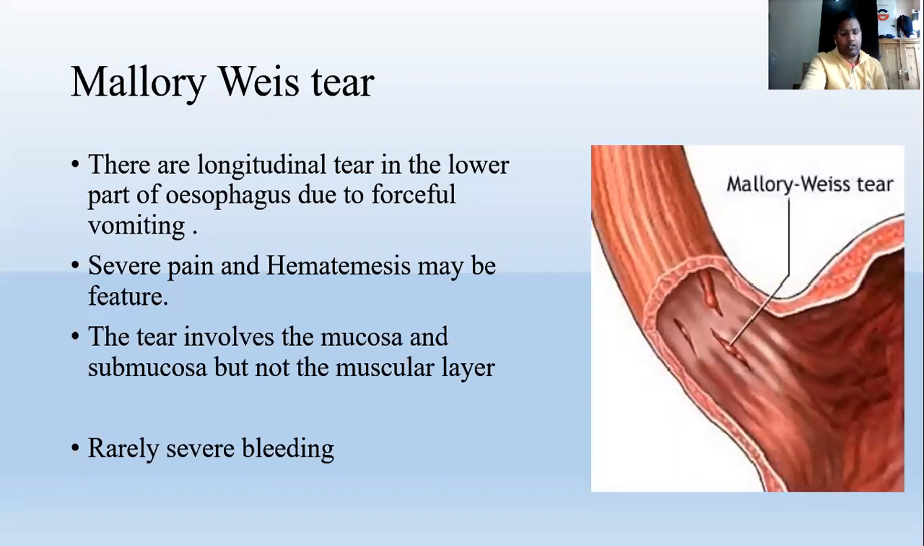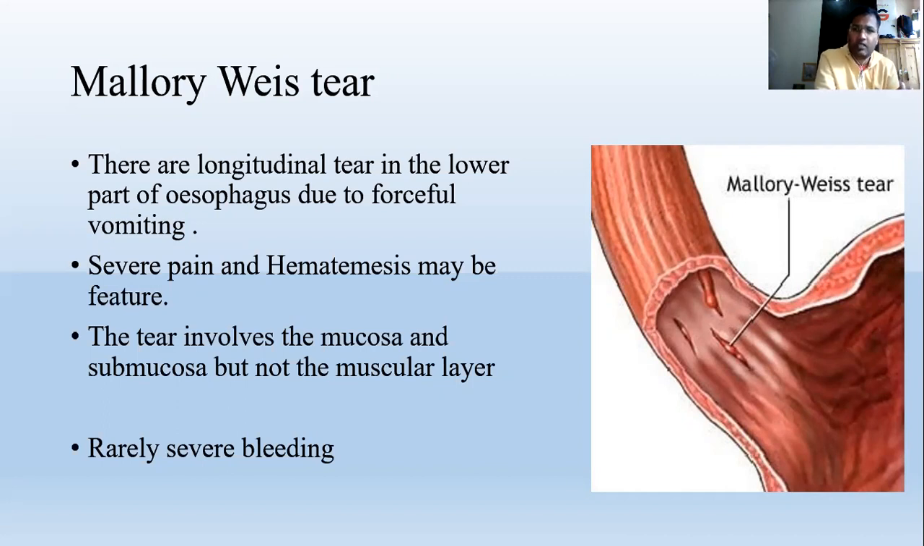So this usually happens if somebody has forceful vomiting continuously for a longer time. Due to the high pressure at the cardia, the lower part of the esophagus gets torn longitudinally. But the tear is not very deep, only the mucosal layer is involved, the muscle layer is not involved. So it is different from perforations.